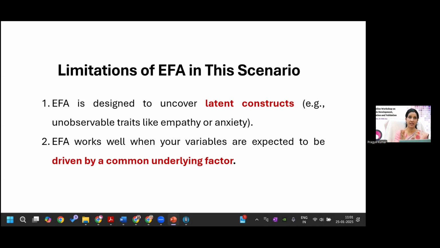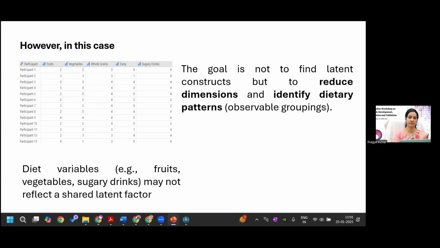Whereas in this case, EFA is not expected to work well because it is not driven by a common underlying factor. Our goal is not to find any latent construct, but to reduce the dimension of my dietary pattern, which is an observable grouping. Again, these diet variables like fruits, vegetables or sugary drinks may not reflect a shared latent factor.